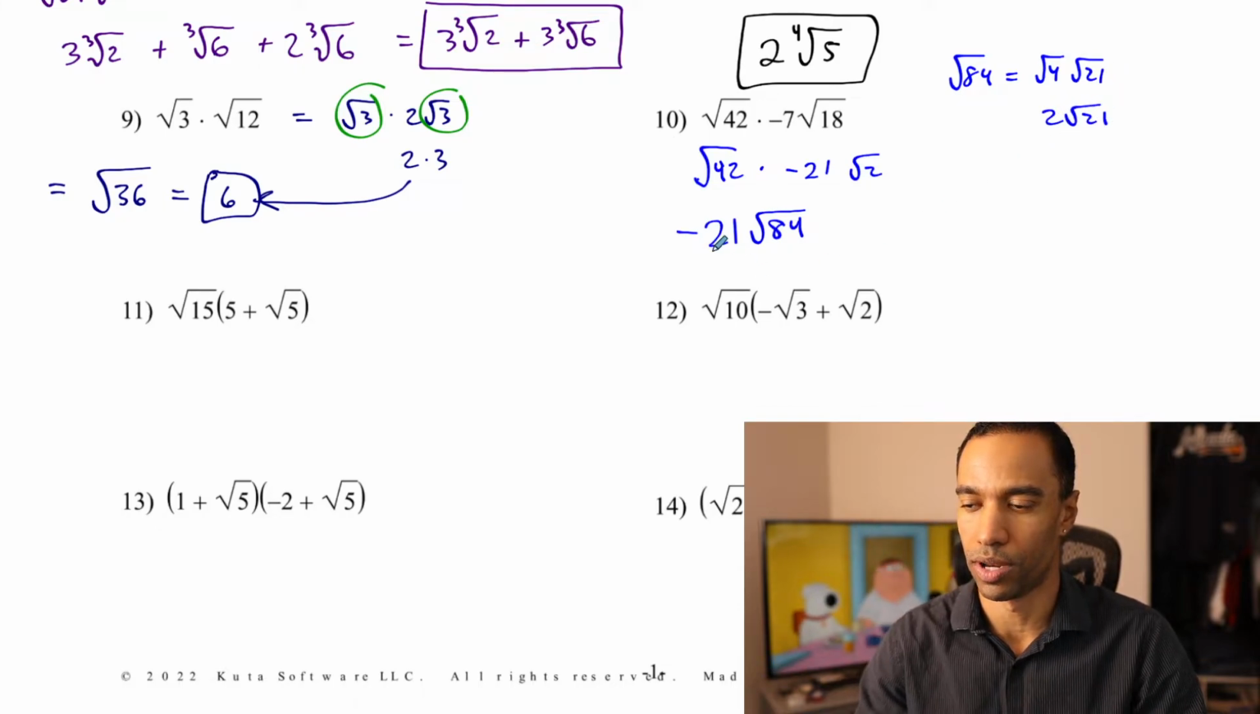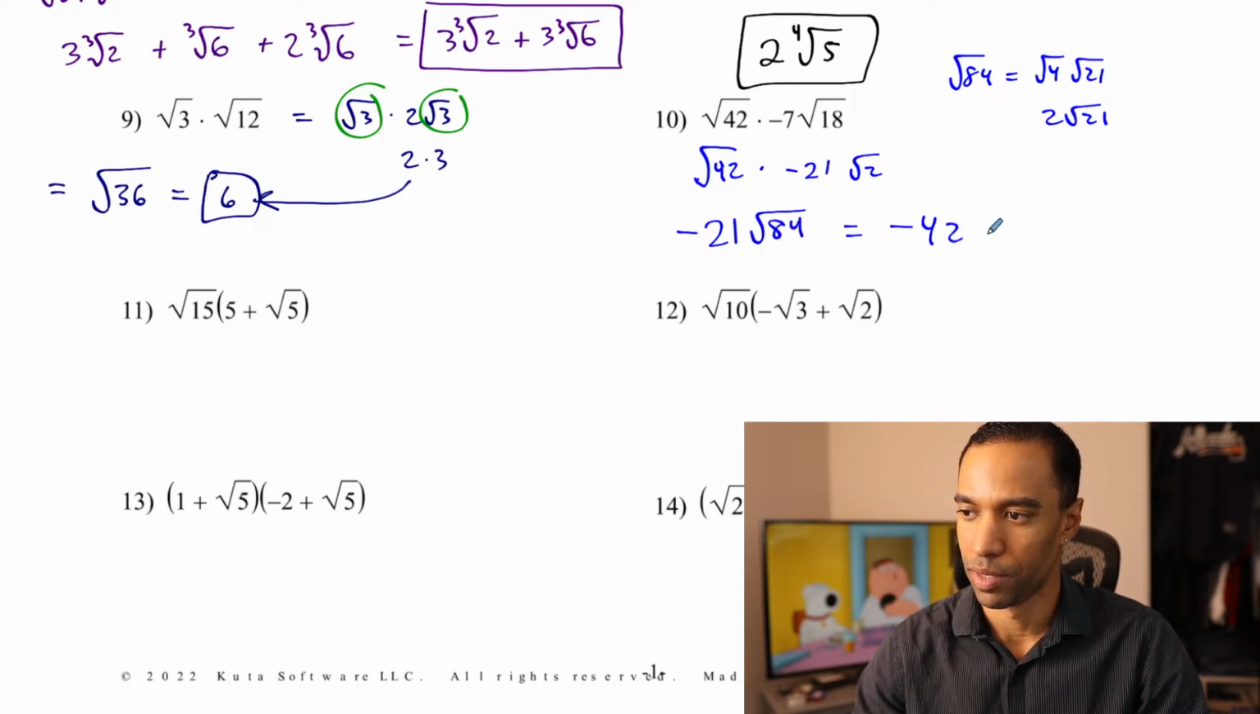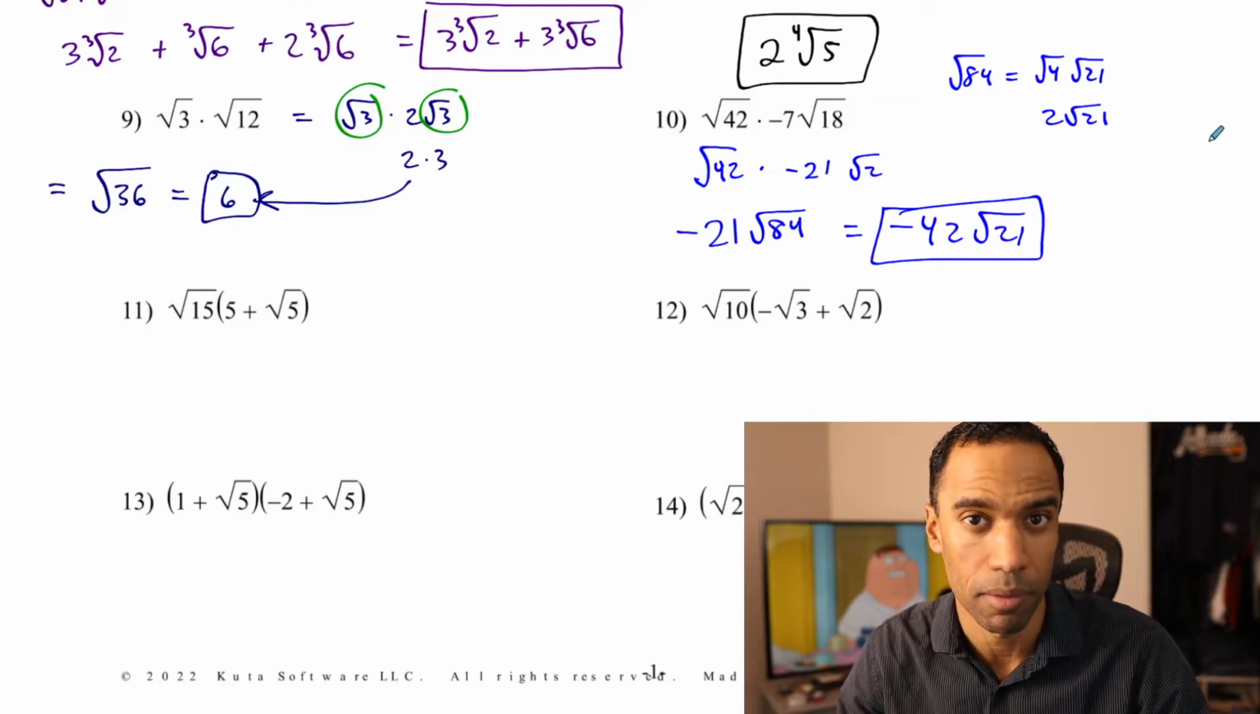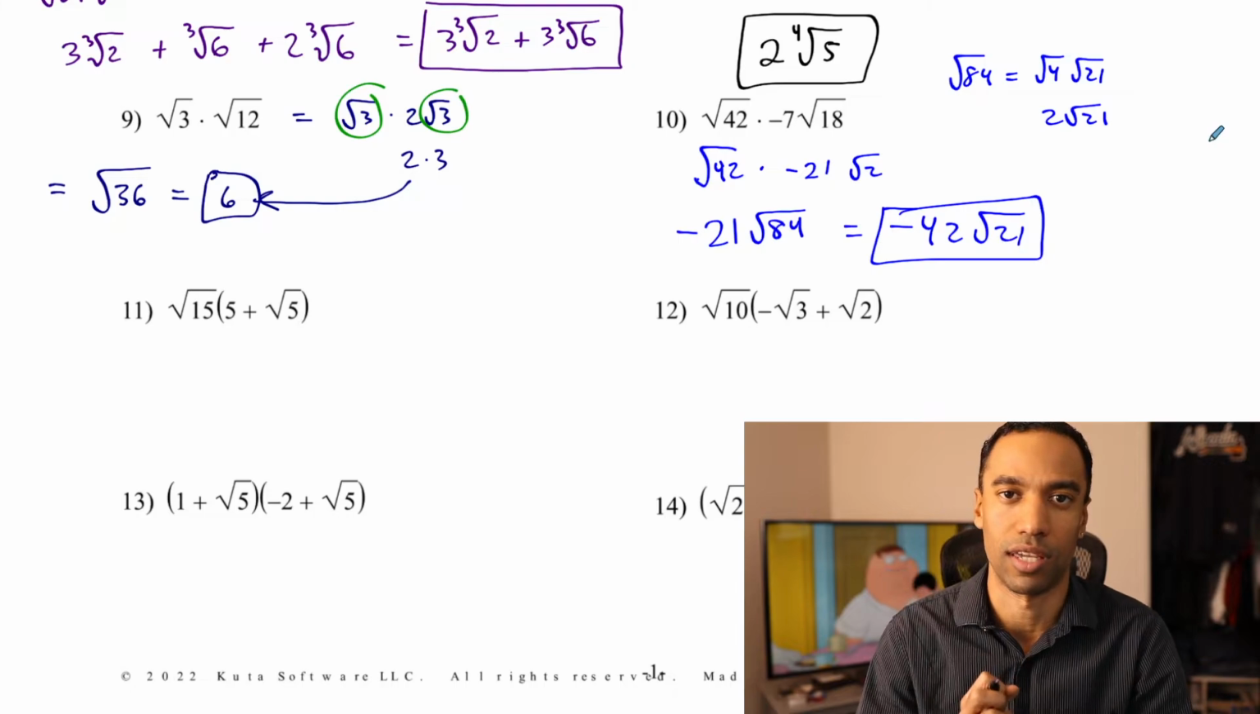So it becomes 2 root 21. Negative 21 gets to multiply by the 2 to become negative 42. And I get negative 42 times the square root of 21. 21 may not be a prime number, but it doesn't contain any perfect square factors in it. And that is as simplified as I can get.